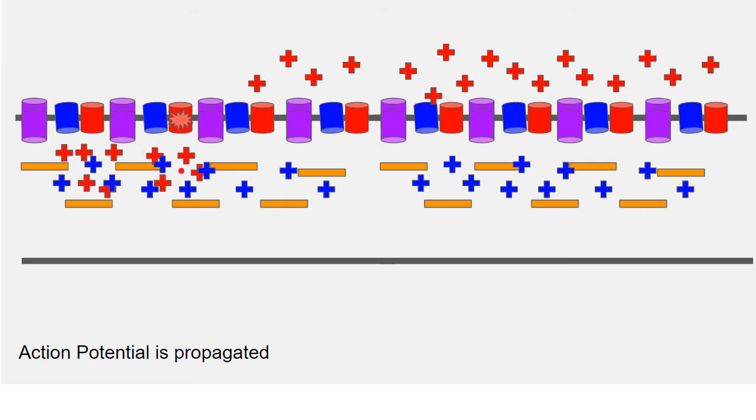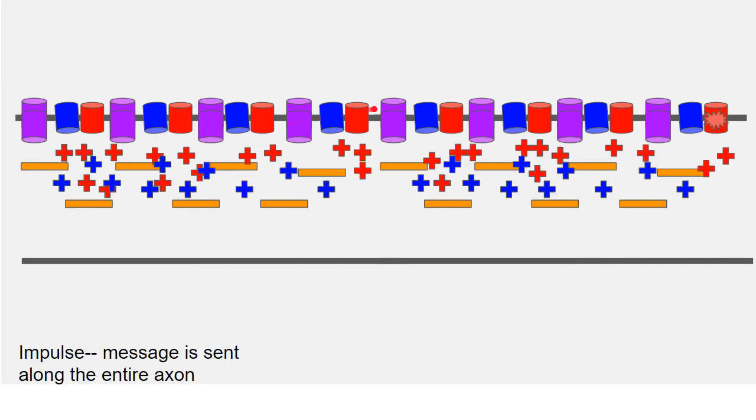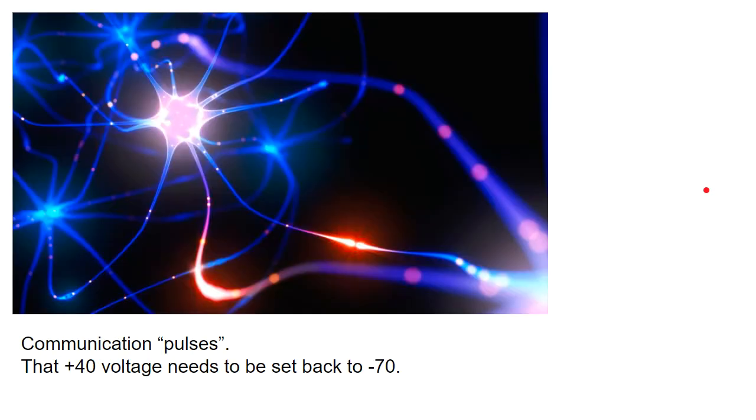We send the action potential message along the inside of this membrane because we are triggering, through changes in voltage, the continuing opening of sodium ion channels. Obviously this happens very quickly. And boom, we shoot the impulse along the inside of the membrane, along the entire axon, through the flooding in of sodium ions, changing the inner part to positive 40. Now, communication pulses. It's not just on all the time. So that positive 40 voltage needs to get set back to negative 70.